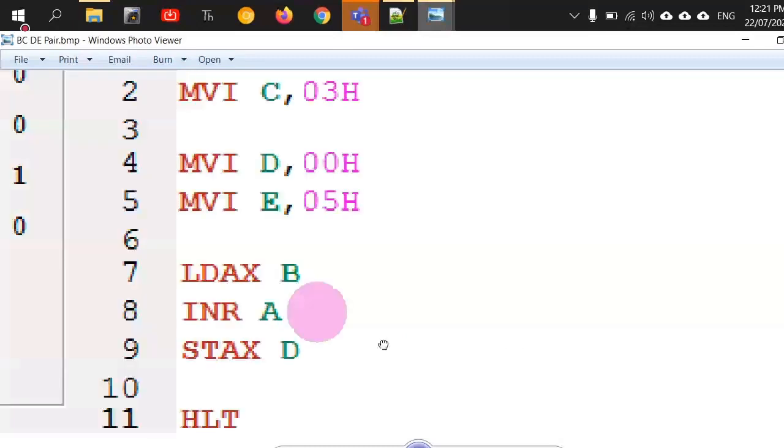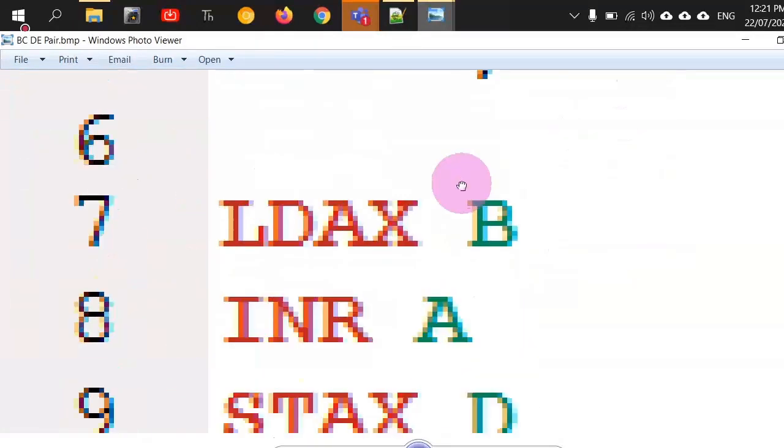Okay, so before understanding STAX, let us look at LDAX. What was the purpose of simple LDA? LDA used to load some value from the externally interfaced memory. Where do you take that value from? From some external address. And where do you get that address from? That address is supplied after LDA. Suppose you write LDA 0005H. So from 0005H, the accumulator will be loaded with the data content of that location.